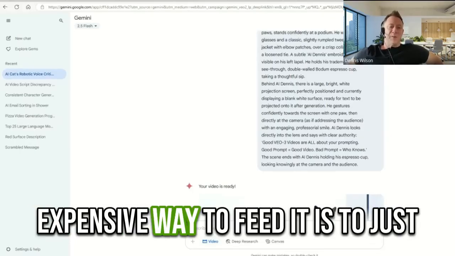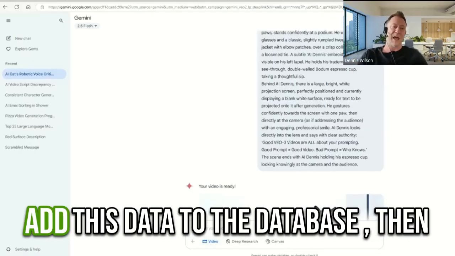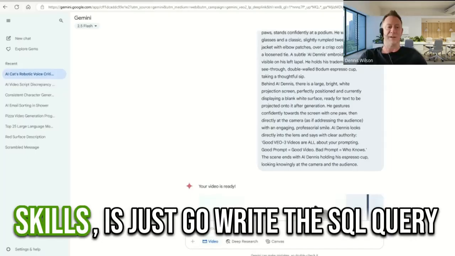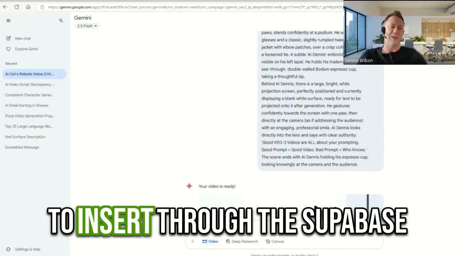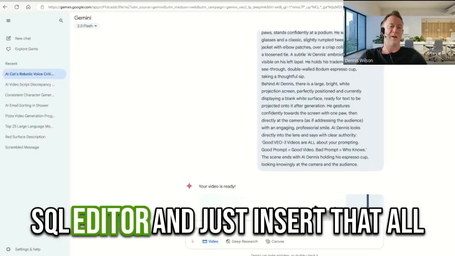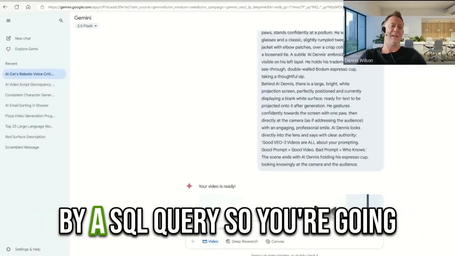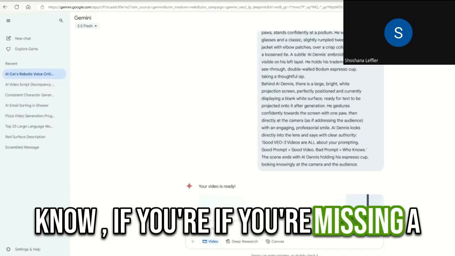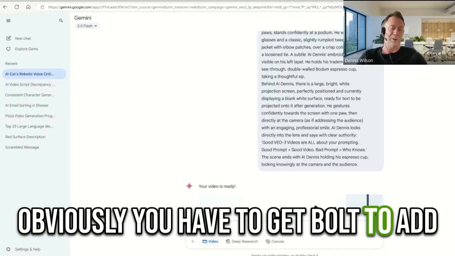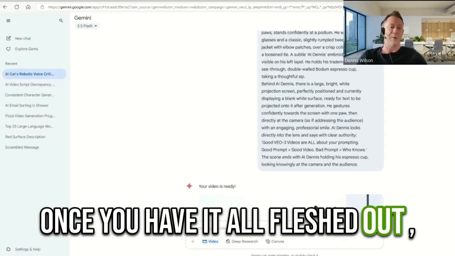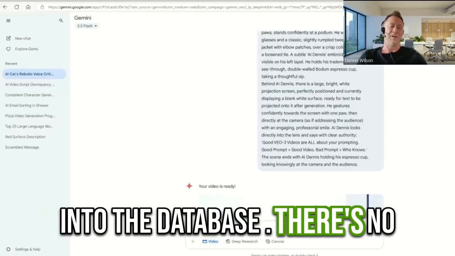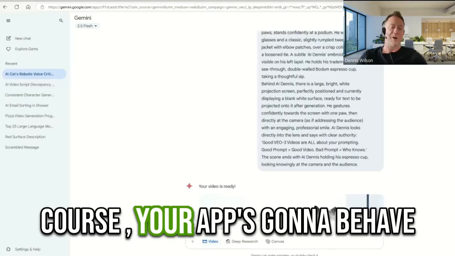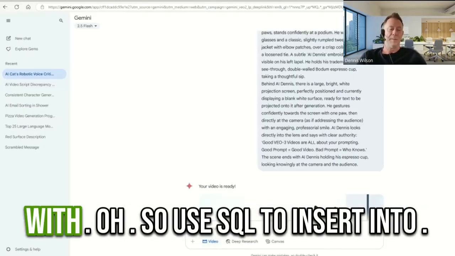Of course, the expensive way to feed it is to just cut and paste it into Bolt and say, add this data to the database. Then it's costing you credits. The faster way to do it, because you have SQL skills, is to write the SQL query to insert through the Supabase SQL editor, and just insert it all by a SQL query. So you're going directly to the table. Then it's not costing you any credits. And if you're missing a place for the data to go, then obviously you have to get Bolt to add whatever you're missing. Once you have it all fleshed out, just load the data directly into the database. There's no advantage of having Bolt do it for you. It just burns credits. And once it's in the database, of course, your app's going to behave differently, because now it's going to have all that data there to play with.